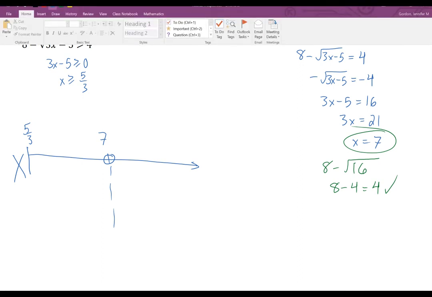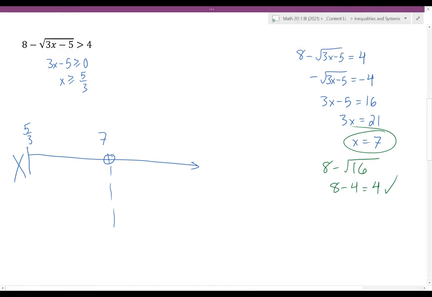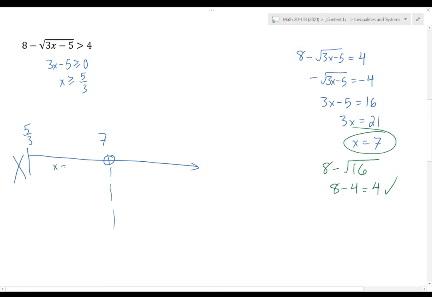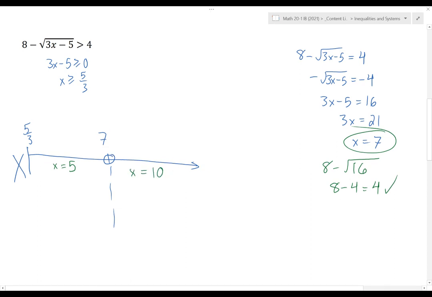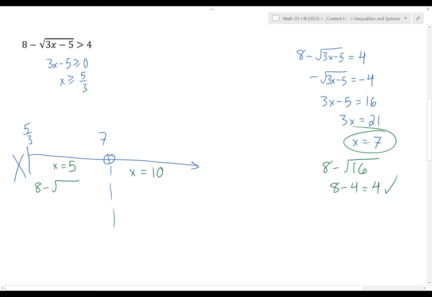Then I test values. So a number in between 5/3 and 7. So let's go with x equals 5. And bigger than 7, so let's say x equals 10. You can pick any number in that interval. It really doesn't matter which one. So is 8 minus the square root of 3 times 5 minus 5 is 10. Is that greater than 4?